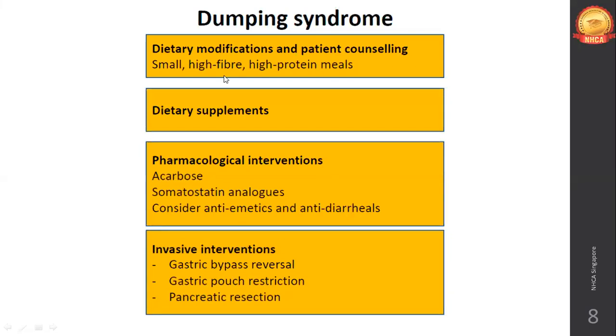Small, high fiber, high protein meals should be eaten by the patient. Dietary supplements can be given to the patient to correct any micronutrient deficiency. So pharmacological interventions: acarbose, it's usually given for diabetic patients. Somatostatin and analogs, you do not have to worry about that pharmacological intervention. That is not asked.